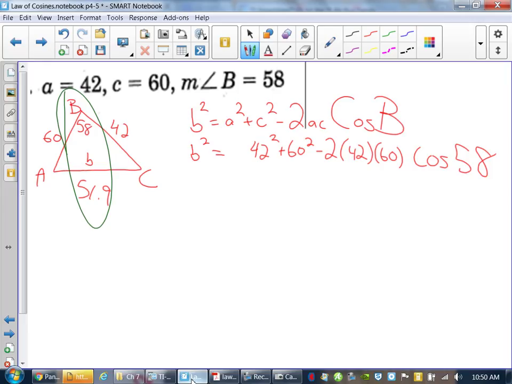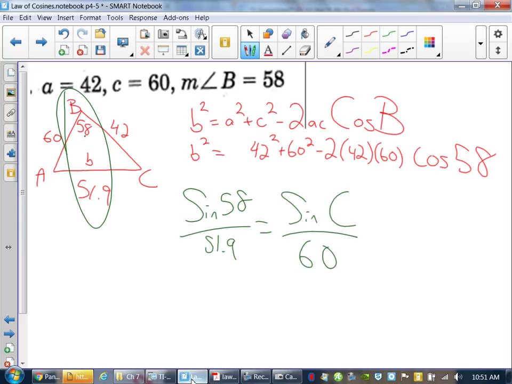C. I mean, you're not going to be wrong if you go with A, but the problem that could occur, you could get something weird because this is acute. I don't want to get into it. So I'd say the sine of 58 is to 51 and change, as the sine of C is to 60.